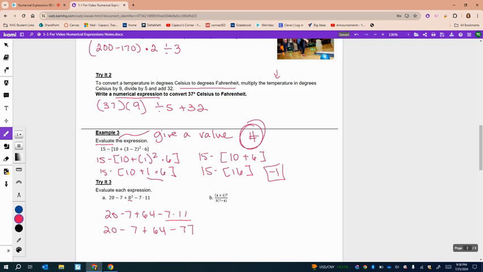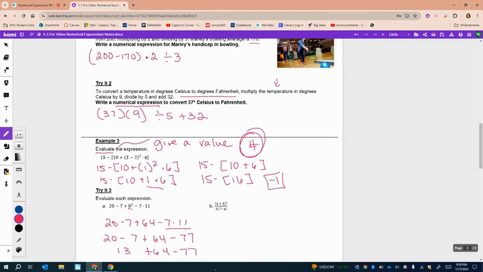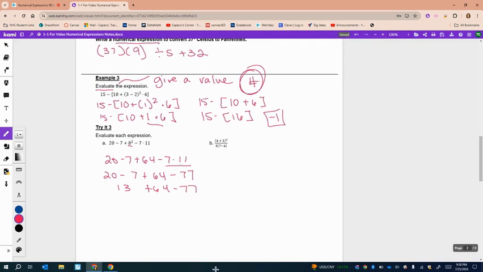Now I can go left to right. Depending if your teacher lets you use your calculator, you can just put all of this in your calculator left to right. I will just continue to go left to right. So I have 13 plus 64 minus 77. And when I go from there, this gives me 77 minus 77. So my final answer there is 0. So don't be afraid of the 0, right? 0 is a number. That's okay.